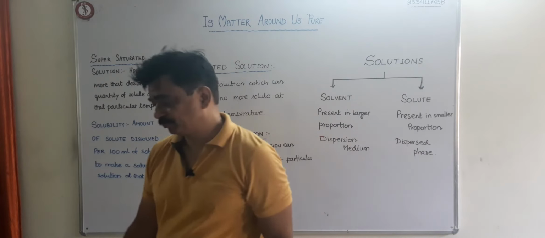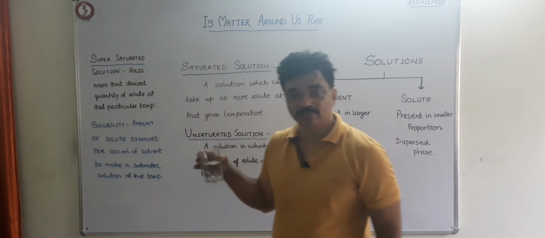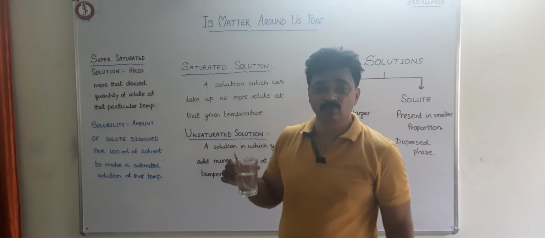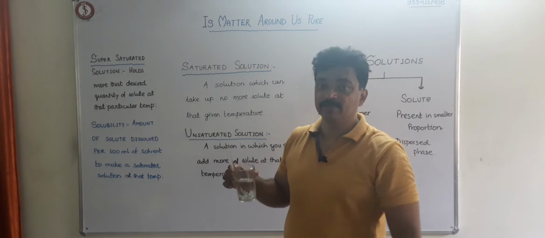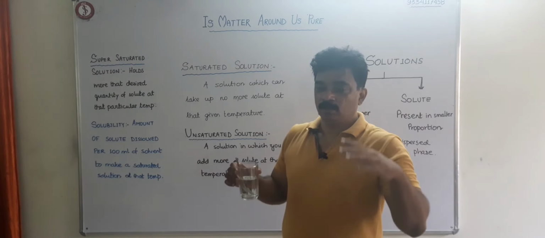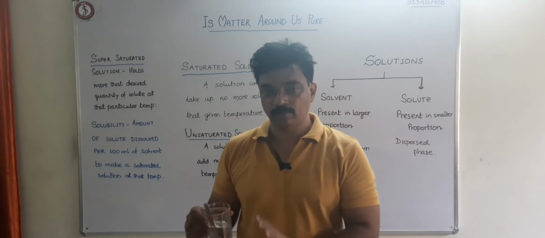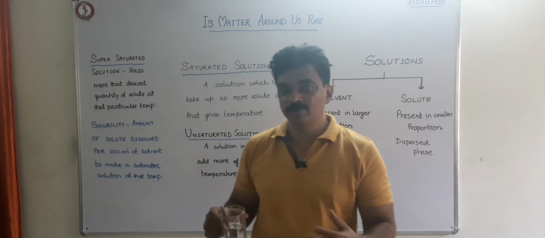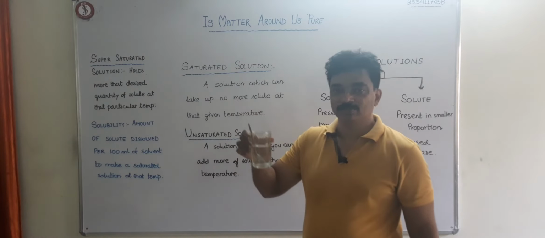Suppose the room temperature is 20 degrees centigrade, I take 100 grams of water, and now I add 20 grams of sugar maximum to it. After that it does not take any more. Then it is a saturated solution.